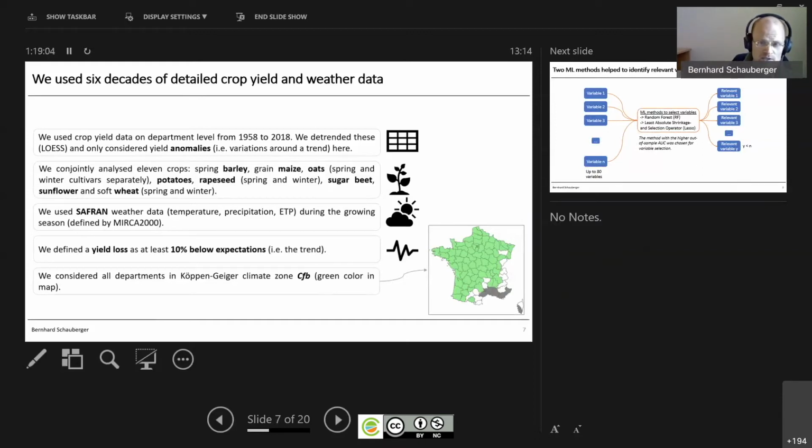And we had to clip the period before 1960 because we didn't have the climate data, so we started around 1960, so the last 60 years. And we detrended the yield data to not look at management and other improvement trends. We studied 11 crops, which have a major area share in France, and used Safran weather data and Corine Land Cover 2000 growing season data. So it's just a few of the details of which data sets we used.